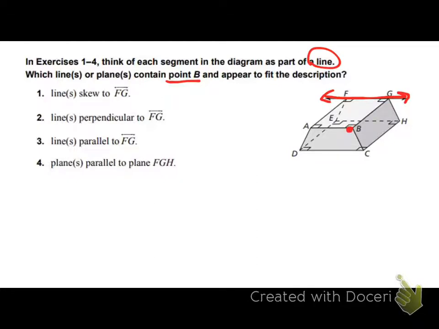So skew means it can't be on the same plane. If you look at this, FG is on the top of this shape. It's also on the back of this shape. So what line do you think will not be on the same plane and not intersect with FG? BC. I agree. Go ahead and write it in with arrows above.